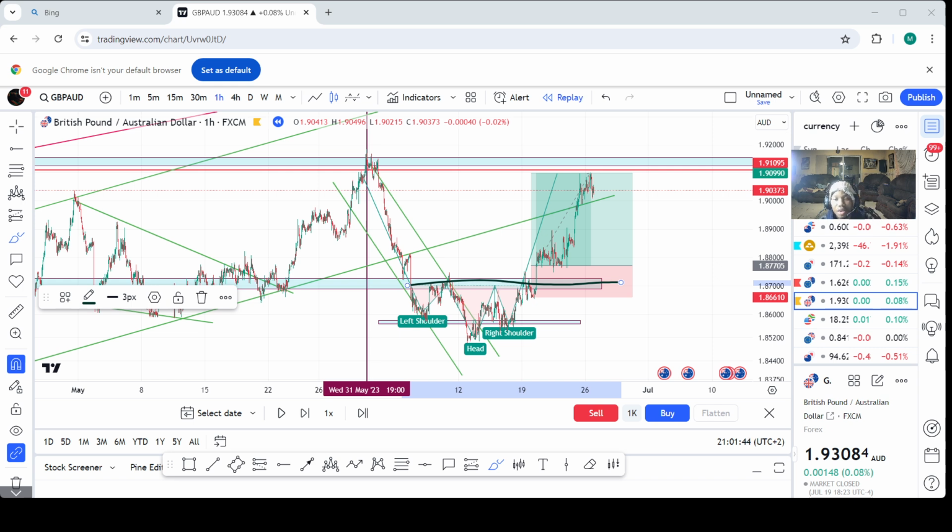Next, we're gonna be covering the resistance area, to show you guys how to trade it at the resistance area.